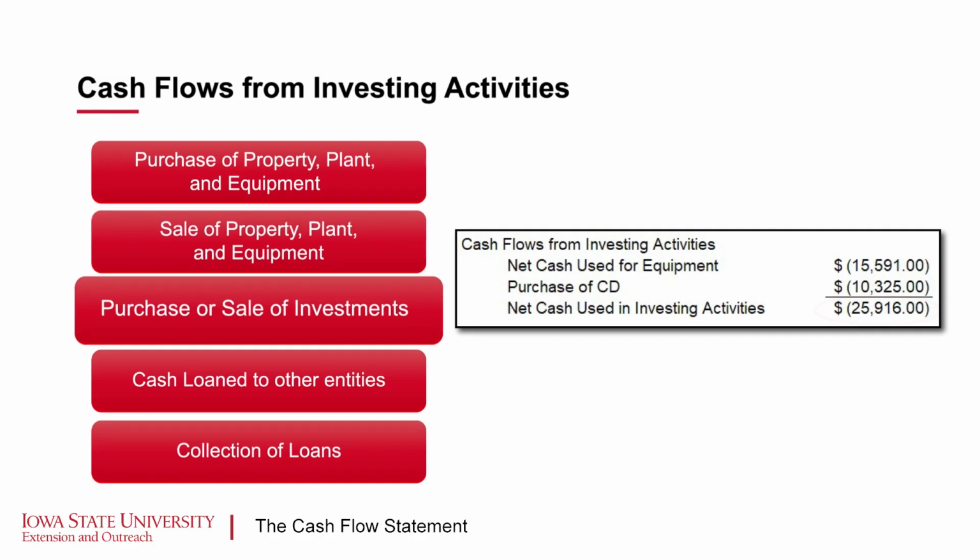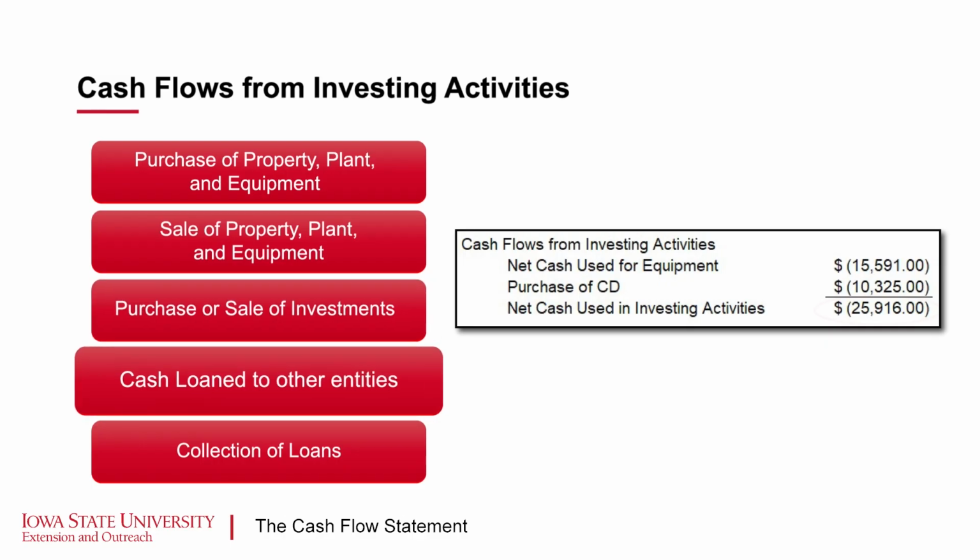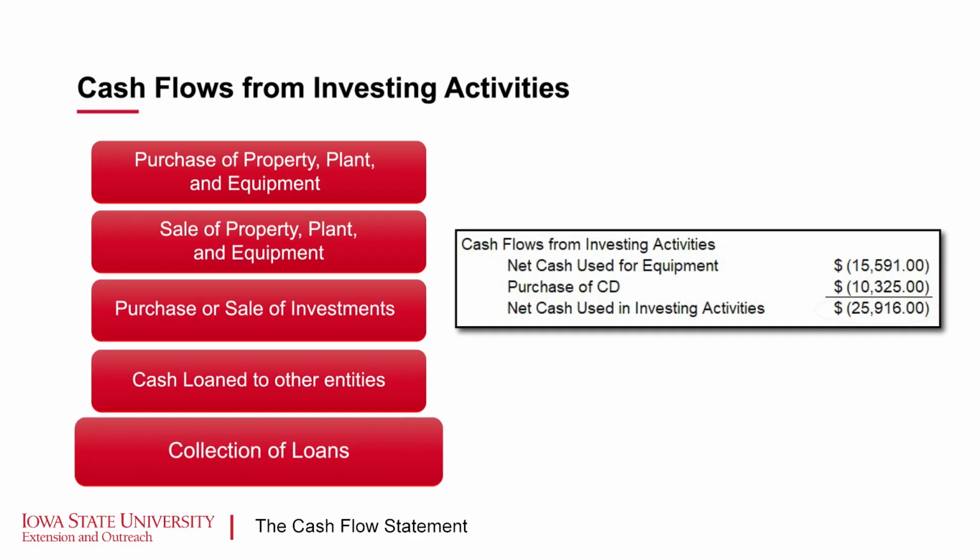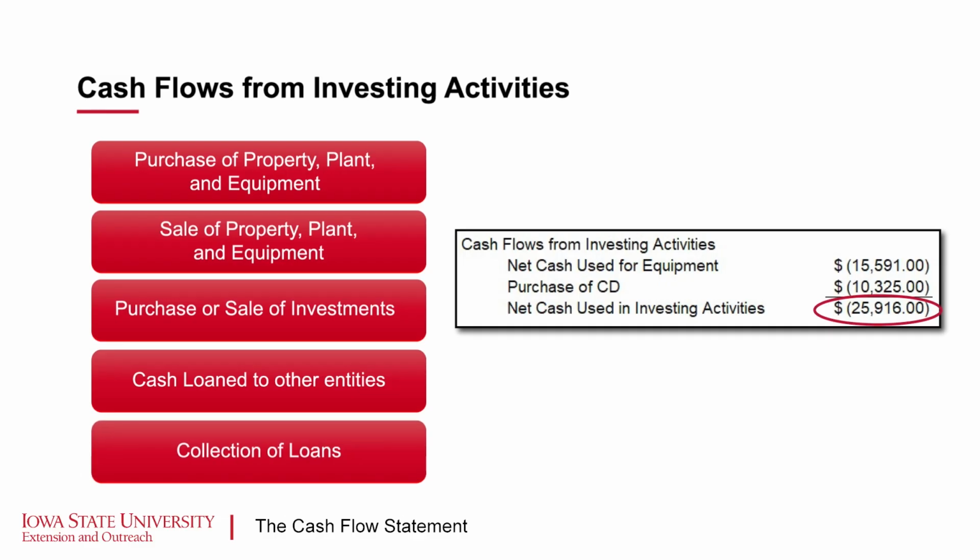the purchase or sale of investments, which are cash outflows and inflows from buying and selling stocks, bonds, or other investments, cash loaned to other entities, which are cash outflows for lending money to other companies, the collection of loans, which are cash inflows from the repayment of loans made to others. As in the operating activities section, the total net cash used in investing activities is shown at the bottom of the section.